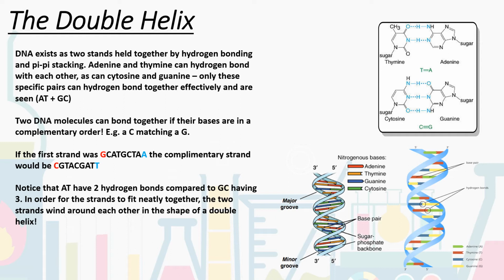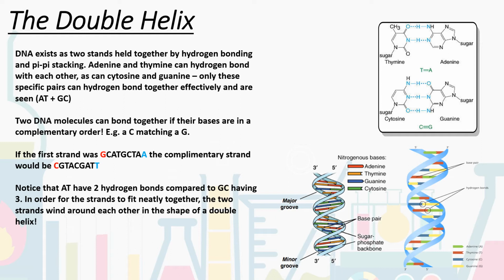So if the first strand was G, C, A, T, G, C, T, A, A, then for the complementary strand, all we need to write down is the opposite of that, which one is going to hydrogen bond to it. Remembering that a C matches a G and an A matches a T. So the complementary strand would be C, G, T, A, C, G, A, T, T.